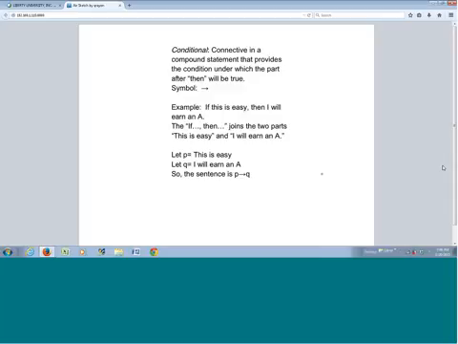So the condition would be that it's easy. The if-then joins two parts, it is easy, and the other part, I will earn an A. So if we let P represent this is easy, and we let Q represent I will earn an A, the sentence would be translated into symbols looking like that. So here's our example sentence translated into symbols: P, arrow, Q.